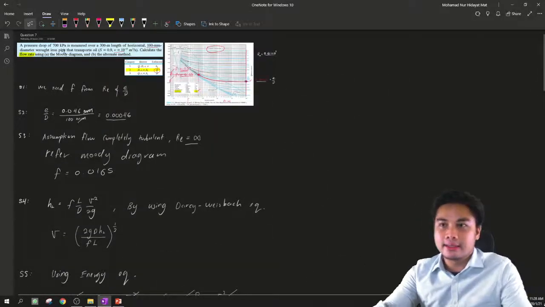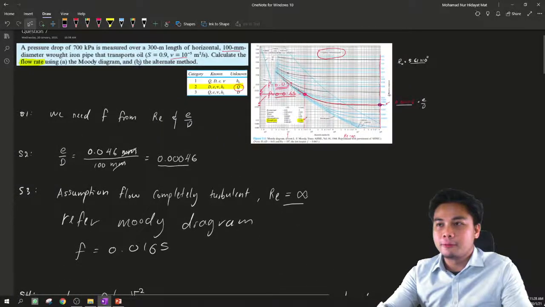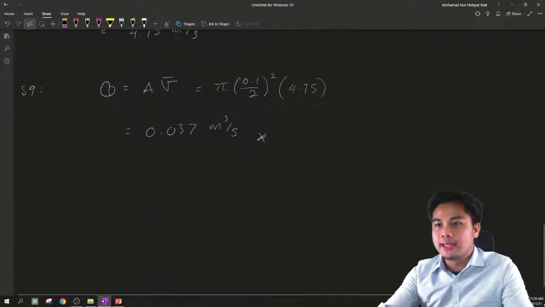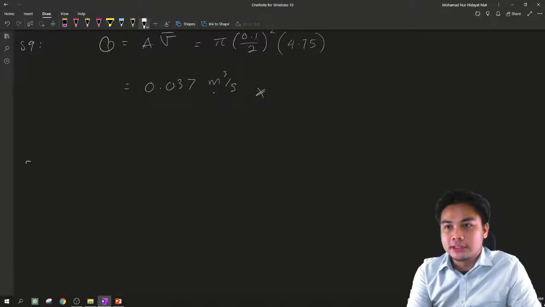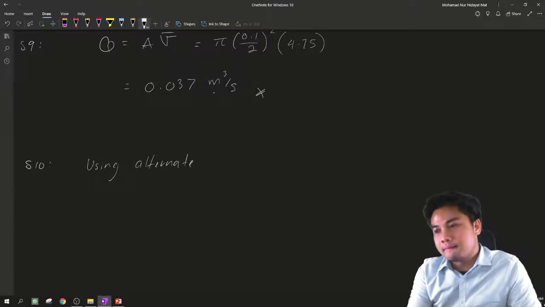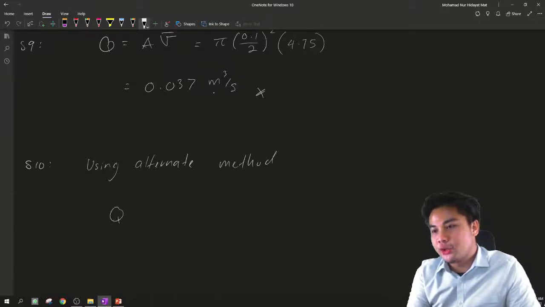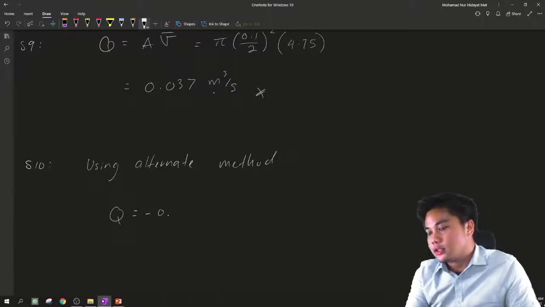However, the question asks for two methods, so the second one is the alternate method. In the alternate method, you can directly plug in the values. So step number 10, using the alternate method, which is under Q equal to negative 0. This one you can look at in the formula. This is a generalized formula.